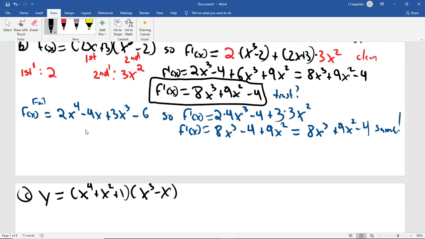So yeah, you could take this trinomial and multiply it by a binomial. You'll have six products to do. And it's kind of a nuisance.